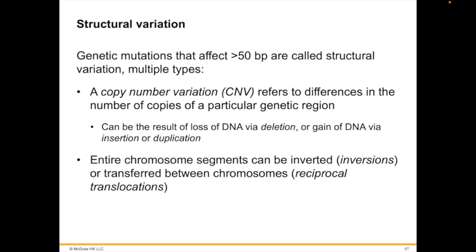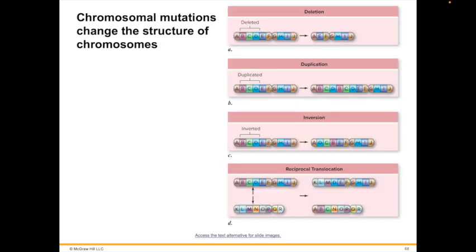Point mutations affect a single site on a chromosome, but more extensive changes that can affect more than 50 base pairs are called structural variation. Many human cancers are associated with chromosomal abnormalities, so these can be clinically relevant. When genomic rearrangements result in differences in the number of copies of a particular genomic region, it is called copy number variation. This can be the result of loss of DNA by deletion or gain of DNA by duplication or insertion, shown here.